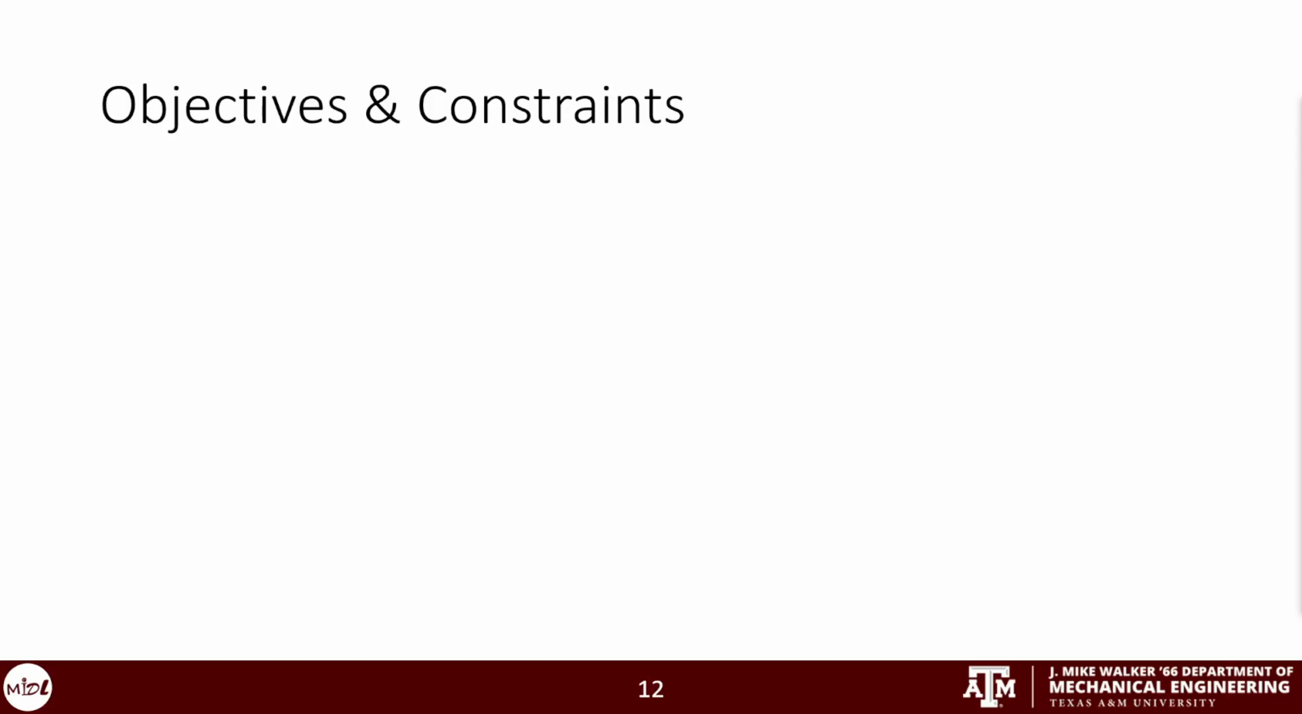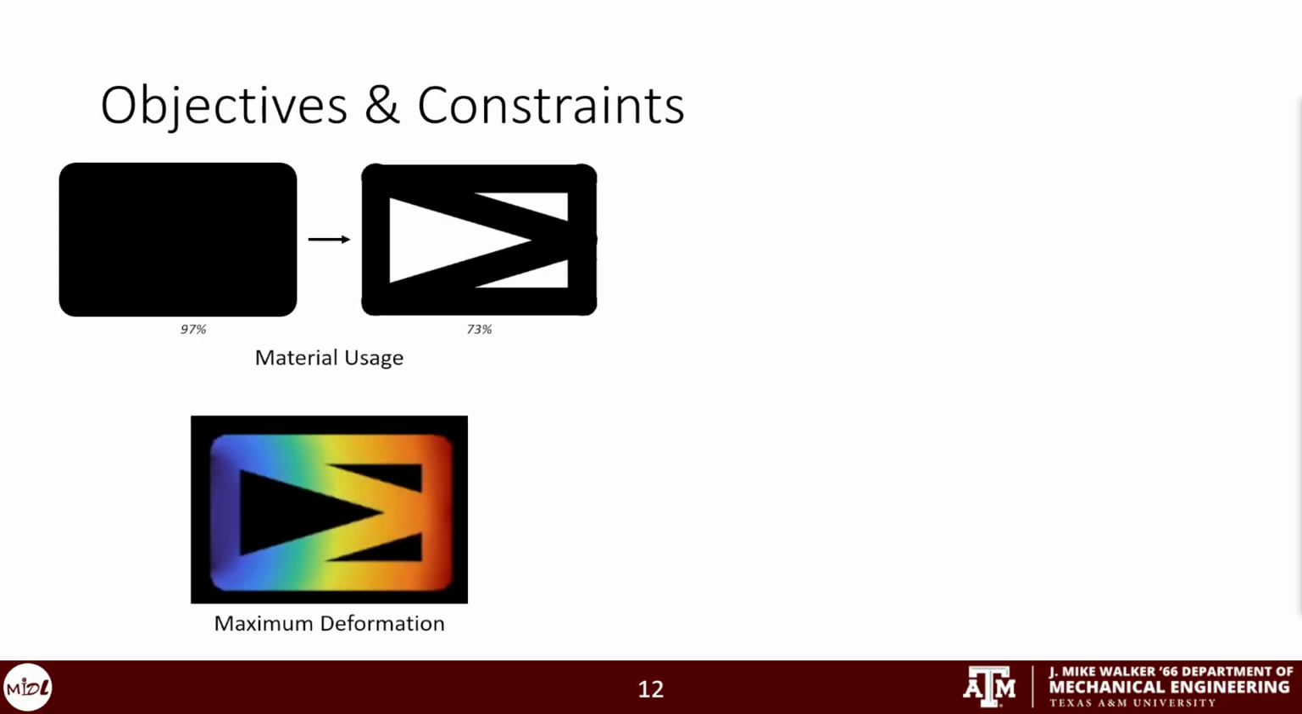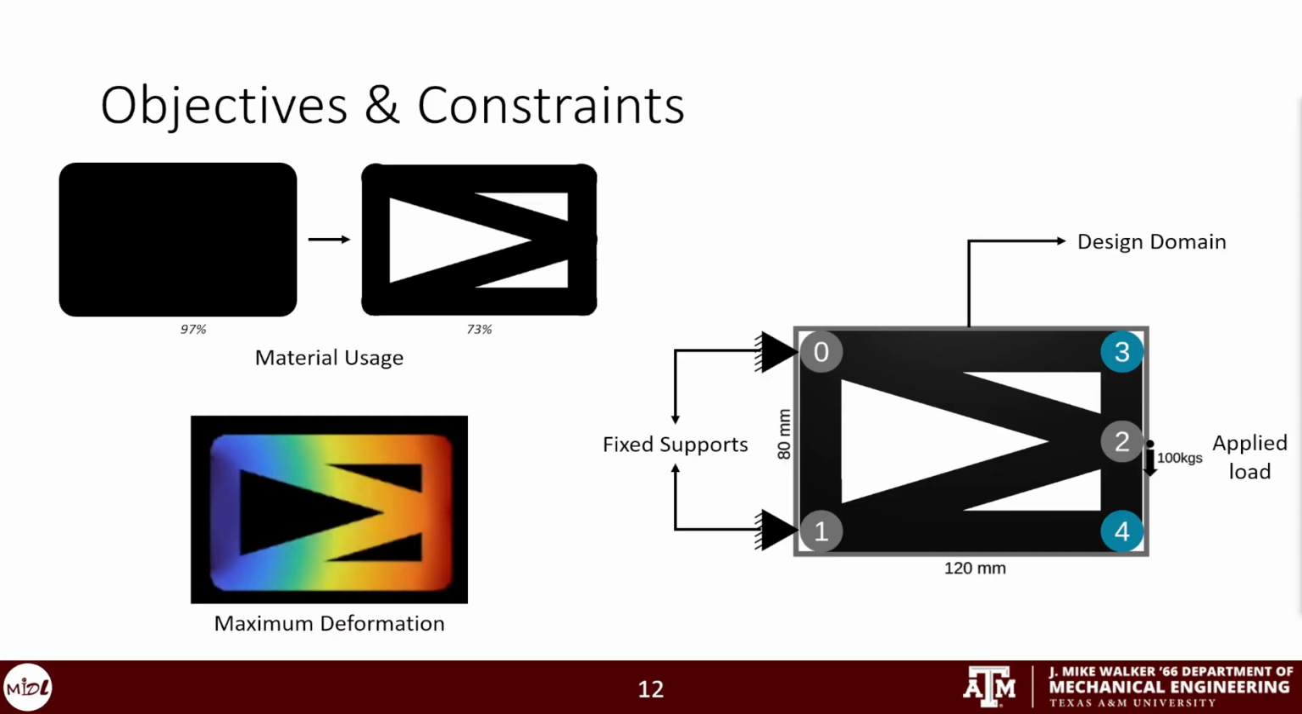And since this is a structure design task, we gave users two clear objectives. The first is to keep the material usage within a set limit, and the second is to keep the deformation value of the structure below a target value. Meeting both of these objectives makes it a non-trivial multi-objective problem. For constraints, we set the design domain and we predefine the fixed supports and applied loads for each of the tasks beforehand.